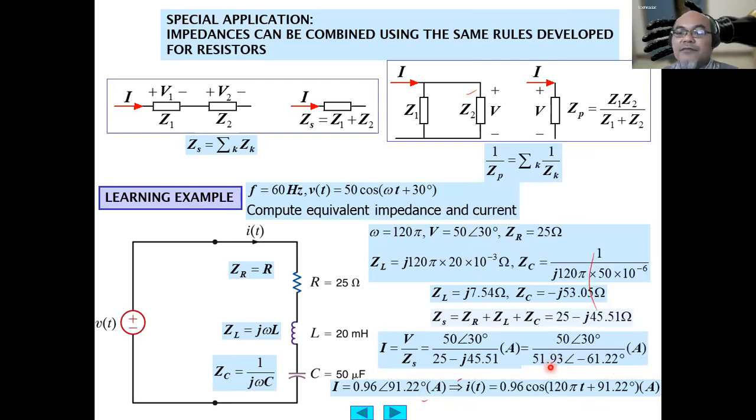50 divided by 51.93 will be equal to 0.96. 30 minus 61.22 equals 30 plus 61.22, or 91.22 degrees. So if we express this back to a cosine or sinusoidal function, it is equal to 0.96 cosine of 2 times pi times the frequency 60 hertz, which is 120 pi t, plus the phase angle 91.82 degrees, in amperes.